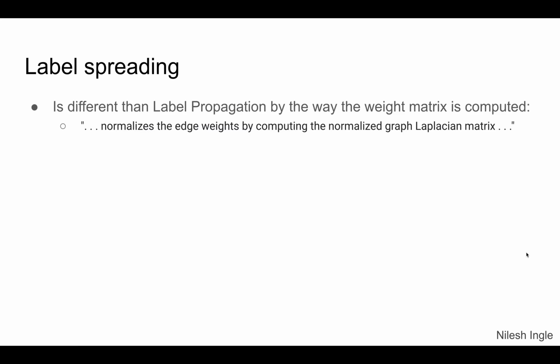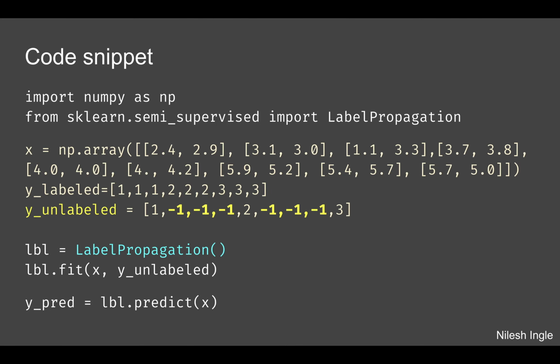So that was how label propagation works. Now in label spreading, it works in the same way, except that the way the weight matrix is computed is different. And we'll look at the implementation of these in the following video.